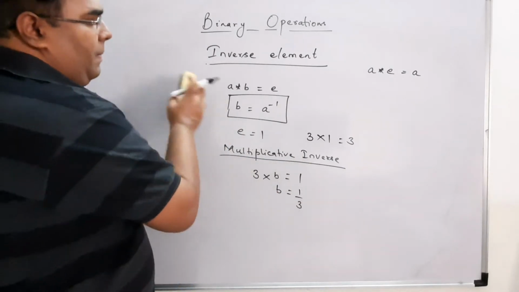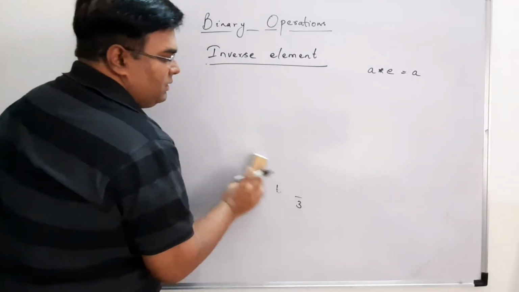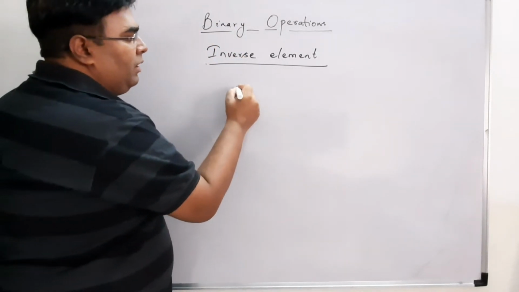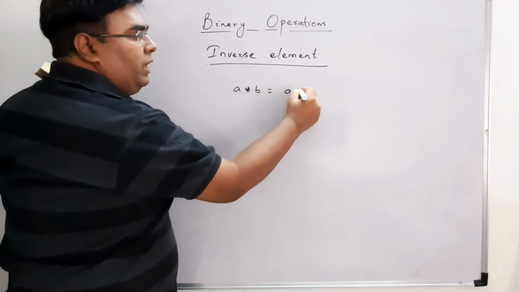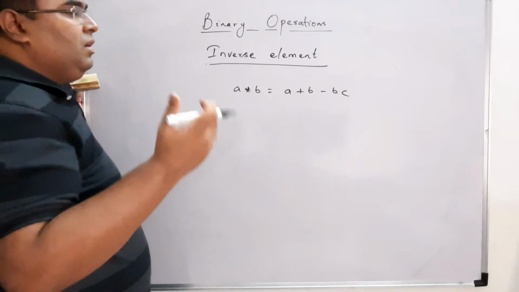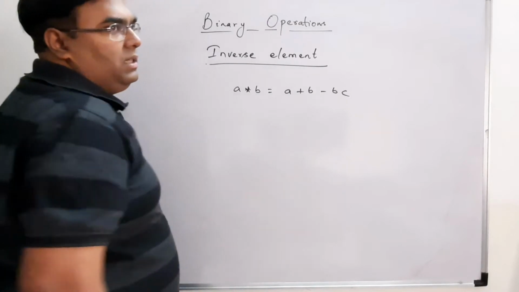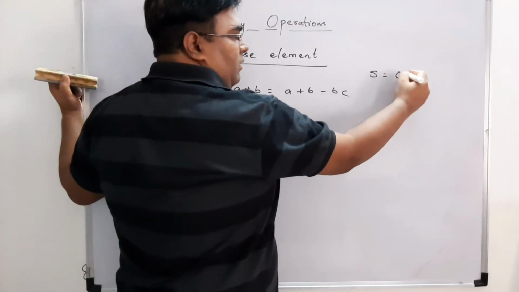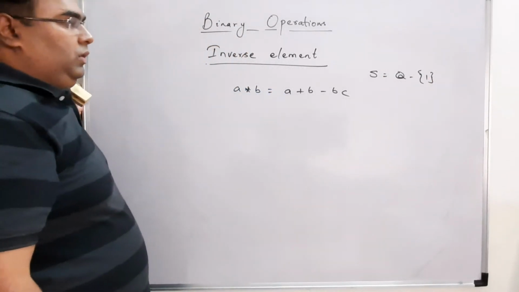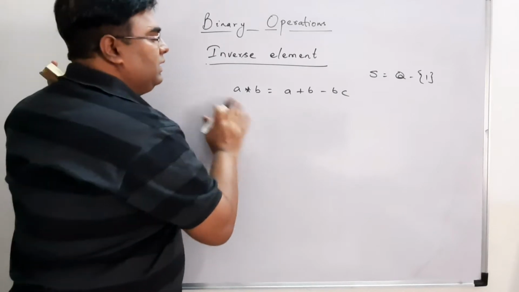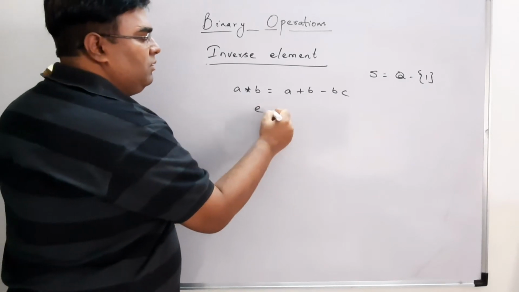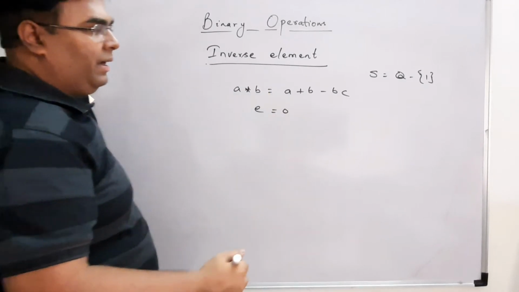Now suppose in the earlier example where we had taken an operation like A star B is equal to A plus B minus AB. This was my earlier operation, and the set for this was rational numbers minus 1. So we want to find the inverse element of this. If you remember the identity element, what was that? It was 0 only. Why? You can try it here.